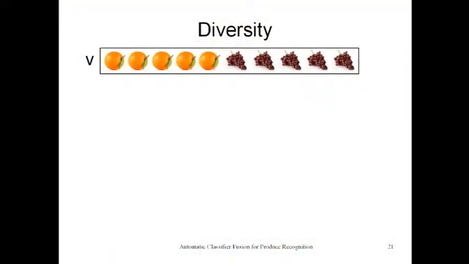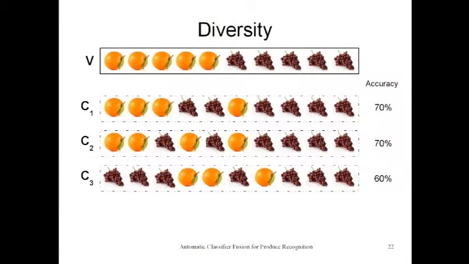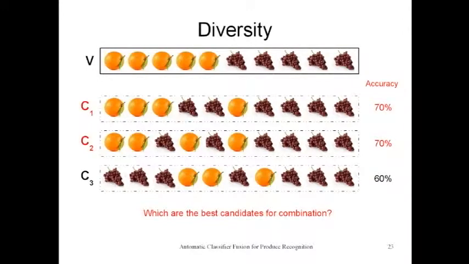To better understand the importance of using diversity, I will give an example. Suppose this is a validation set. Each fruit is the label of the samples. So we have 5 orange samples and 5 grape samples. These are the results obtained using 3 different classifiers, with the accuracy on the right. So the question is, which are the best candidates for a combination?